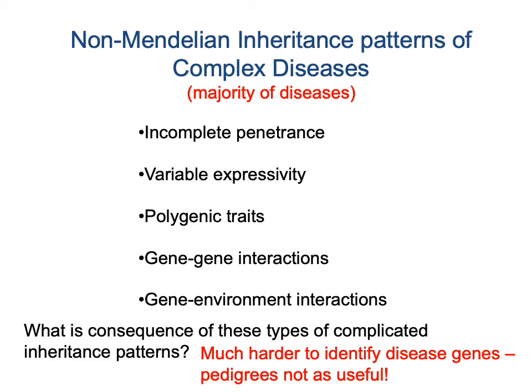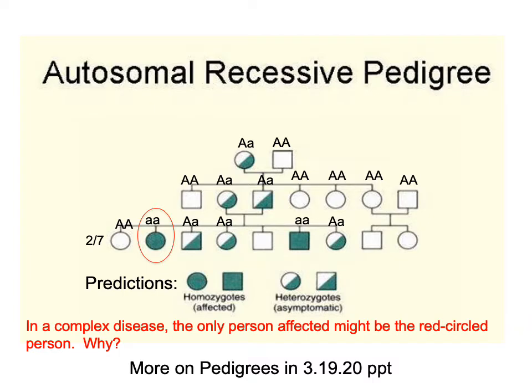So the consequence of these types of complicated inheritance patterns is that it's much harder to identify the disease genes. However, we have made a lot of progress, and many of these genes are known. However, the pedigrees that we'll look at for monogenic disorders are not as useful. Here would be an example. This would be a typical autosomal recessive pedigree. You can see individuals that are labeled unaffected, big A, or big A, little a, if they're heterozygous. And in those individuals, the symbols, the squares for the males and circles for females, would be half filled in if they were heterozygous carriers of the disease allele, which in this case is little a.